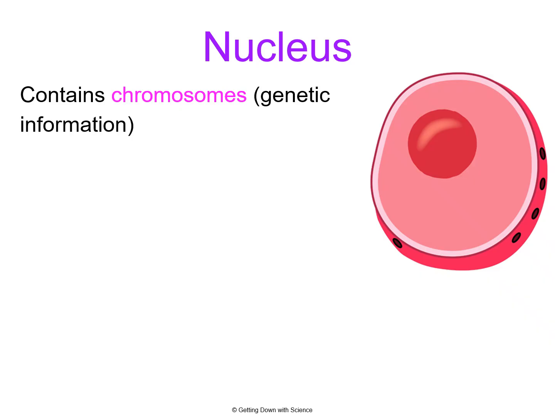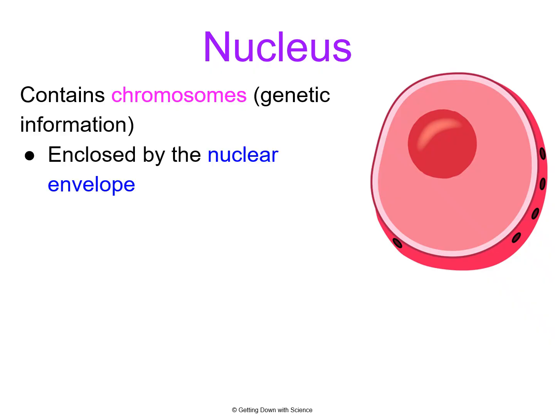Bear in mind that when we start discussing the nucleus, if a cell has a nucleus, then it means that the cell is a eukaryotic cell, because those are the only cells that have a true nucleus. The nucleus is responsible for housing genetic information, so it contains chromosomes, which is genetic information. The nucleus is enclosed by what is called a nuclear envelope, and that's pretty much a nuclear membrane.